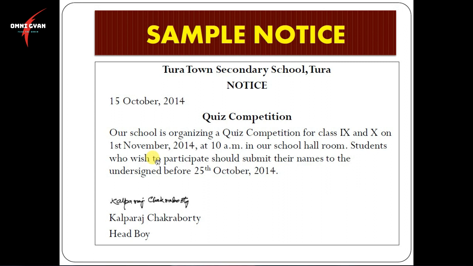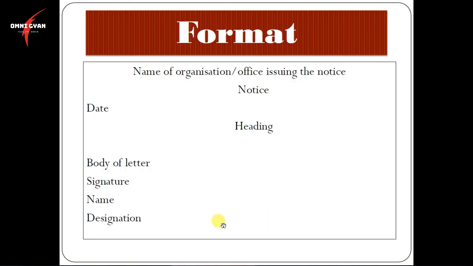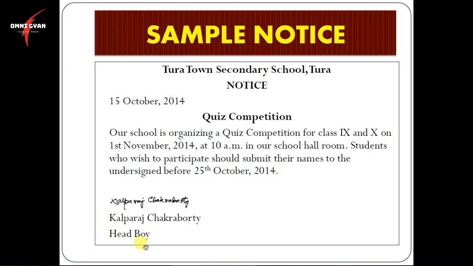Then students who wish to participate should submit their names to whom? To the undersigned. Undersigned means here, whose signature is this? This is the head boy's signature. So this person is actually me, but I am definitely not the head boy. Anyways, I have just given an example here. So undersigned means the person who has signed below. So who has signed? What is his designation? His designation is head boy. Let me go back. Designation. So designation is head boy.